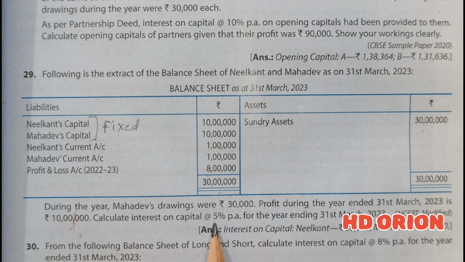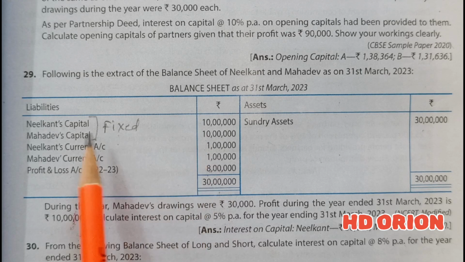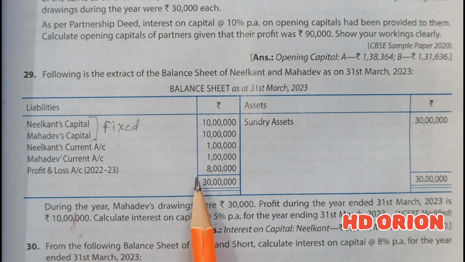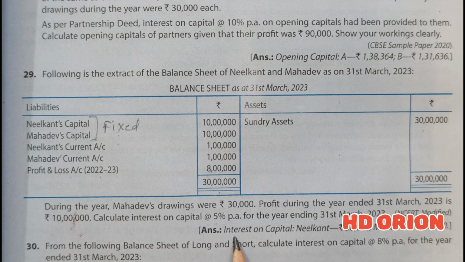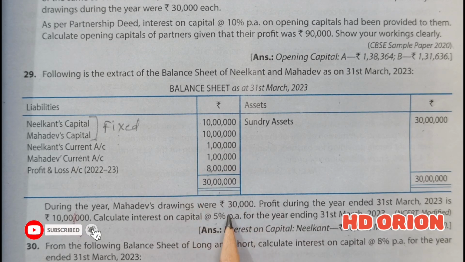So interest at the rate of 5% per annum means on these balances 10 lakh rupees to both the partners 5% interest is to be allowed. That is very simple. Just by observing the question you can immediately deduce the answer. You can see here interest on capital is 50,000 each. Why? 10 lakhs 5% is 50,000.